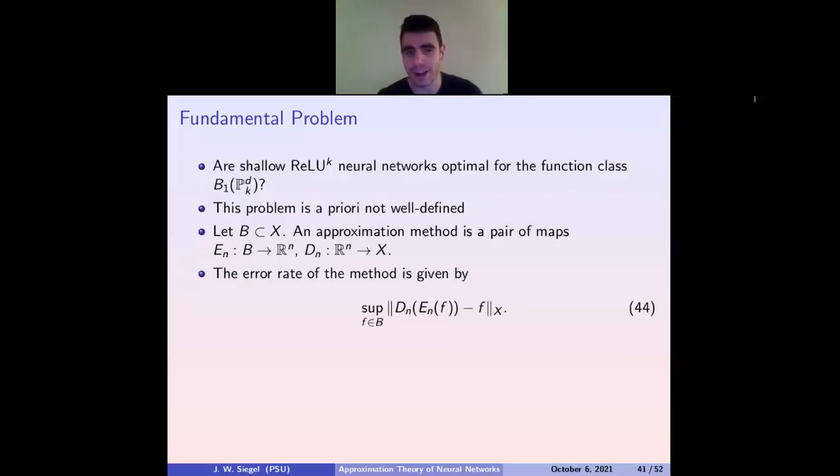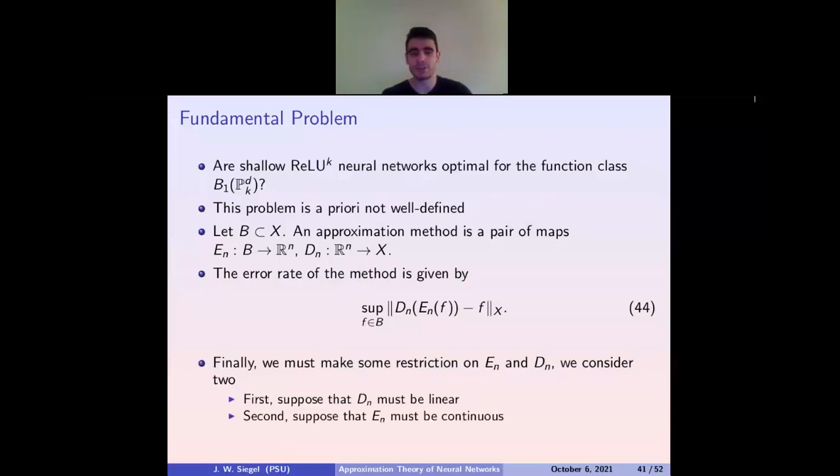Right, this is very abstractly what I'm going to say an approximation method is. Of course, there are many questions, like you want these maps to be implementable somehow algorithmically and everything, but just abstractly suppose that this is the notion we're going to take, and then this is the error rate of the method. So, in order to get non-trivial results, right?